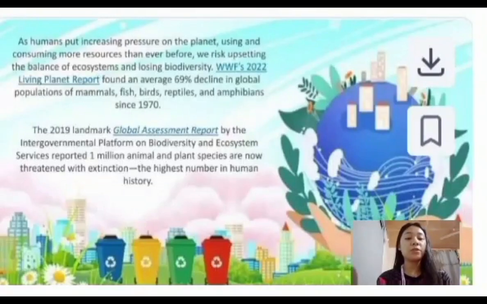The 2022 report found that the population of wild animals like mammals, fish, birds, and reptiles has dropped by 69% since the 1970s. Also, in 2019, scientists reported that about 1 million species of plants and animals are now in danger of disappearing. This is the highest in human history. So we must act now. Protecting biodiversity means protecting our future.